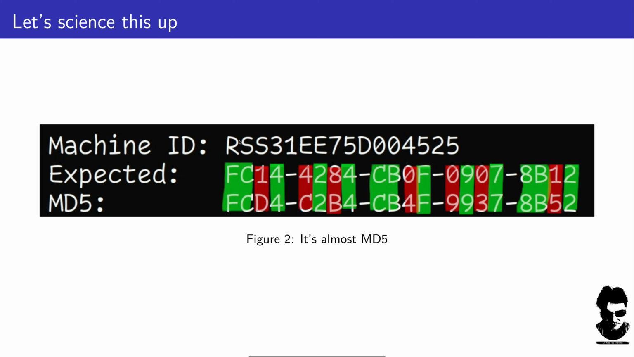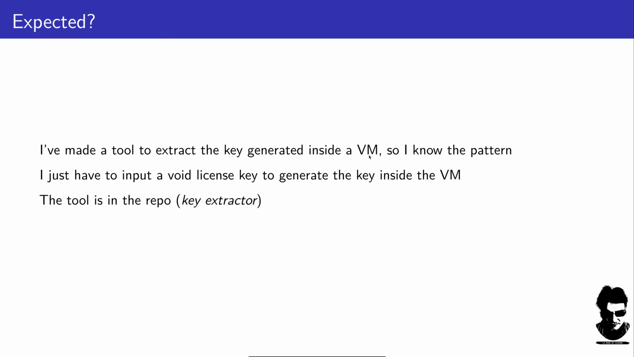The machine ID here is this one. And on the second line, you have an expected key. Wait a minute. What do you mean expected key? Let me explain. I've made a tool to extract the key generated inside a virtual machine, so I know the pattern of a license key.